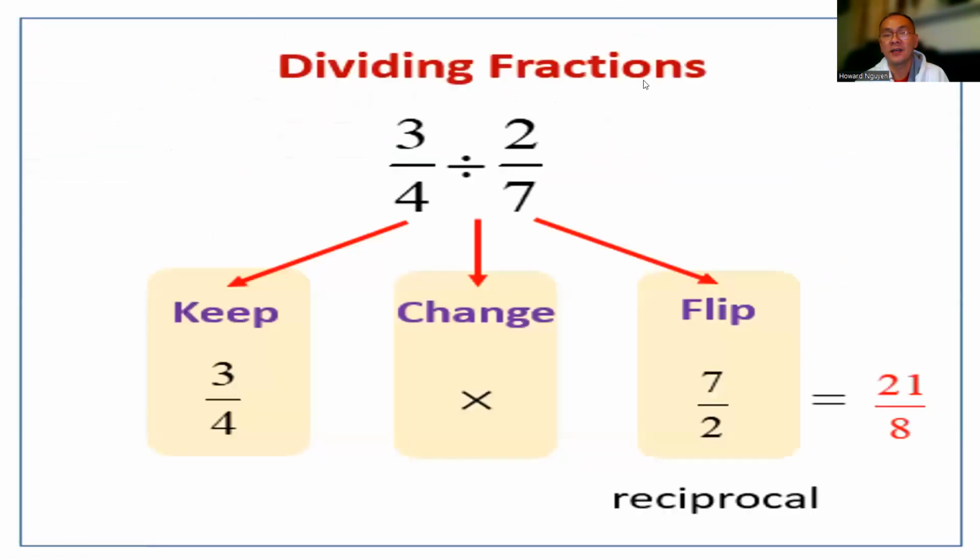Now, then we talk about dividing fractions. You have to keep in mind KCF. Instead of KFC, we do KCF. Keep, change, flip. You keep 3/4, change the division to times, then flip 2 over 7. 2 over 7 is called the reciprocal when you flip. So if I have 1/4, the reciprocal of 1/4 would be 4 over 1 when you change it like that.